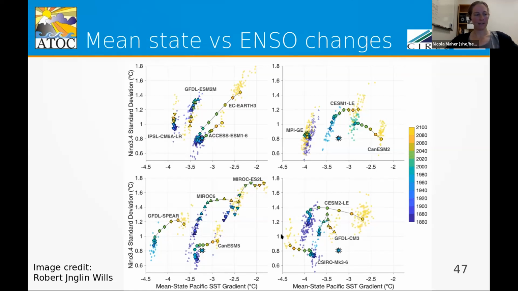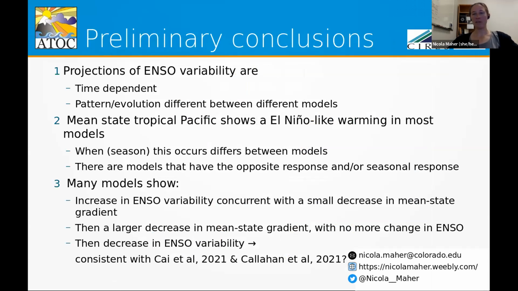Okay, so let me sum up. What have we found by looking at ENSO in 14 smiles? Well, projections of ENSO variability are time dependent, which is why we're using the smiles and why it's really important to have large ensembles to look at ENSO. And we do find really large differences between different models when we look at the pattern and the evolution of the El Nino events. The mean state warming is El Nino-like in most models, but not in all models. And which season that occurs in isn't necessarily consistent across all the models.